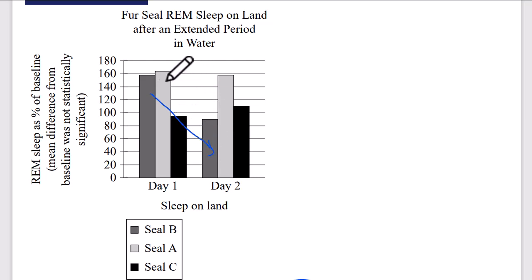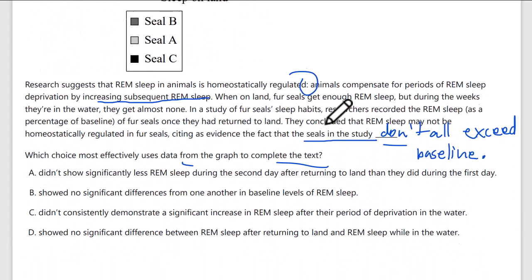The fact that it didn't change on the other 2, does that help support our case? I'm not sure that makes a difference, except that one of them was 100% all the time, just like it seems to have not needed any extra REM sleep. In fact, that might be the answer. It might be based on the fact that one seal showed they needed no extra REM sleep. So I might look for that in the answers too.